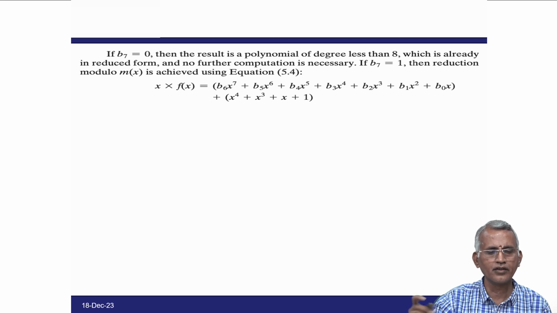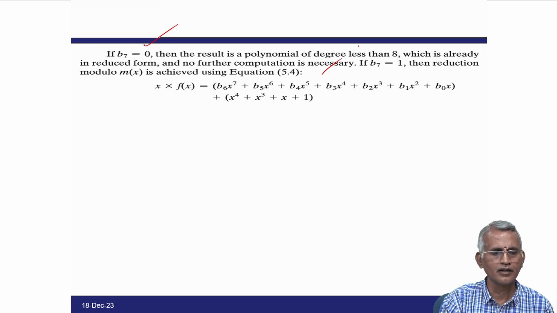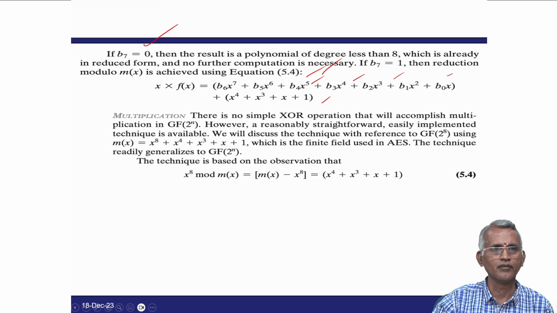So, if B7 equal to 0, then the polynomial of degree less than 8 is already in reduced form and no further computation is necessary. If B7 equal to 1, then reduction under modulo m of x is achieved using equation 5.4. Therefore, multiply x into f of x, so that B6 x power 7, B5 x power 5, this value will get it, plus x power 4 plus x cube plus x plus 1 will come.